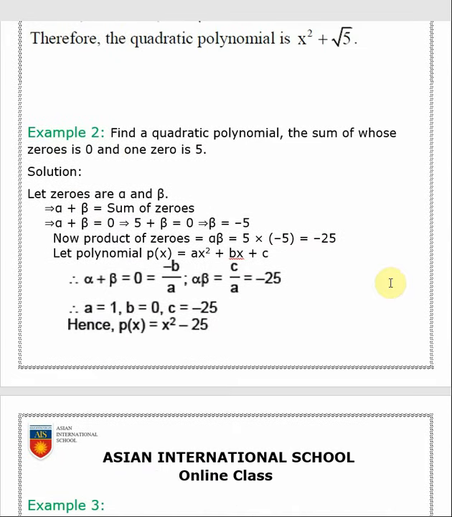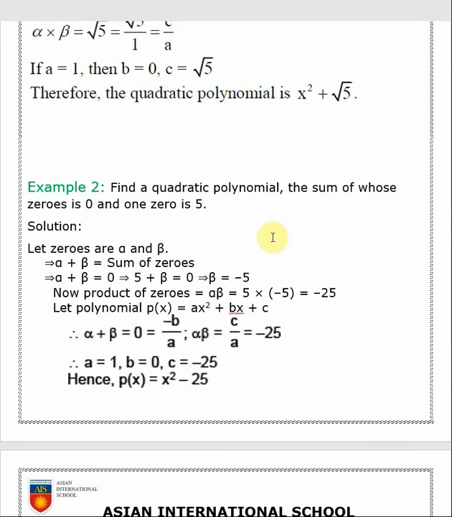Now let's look into some different kind of sum. This is a second kind of sum we will do today. The sum is: find a quadratic polynomial, the sum of whose zeros is 0 and one zero is 5. That means alpha plus beta is given and one of alpha or beta is given. So alpha plus beta is the sum of the zeros, which is 0, and one zero is 5. That means alpha or beta is 5.